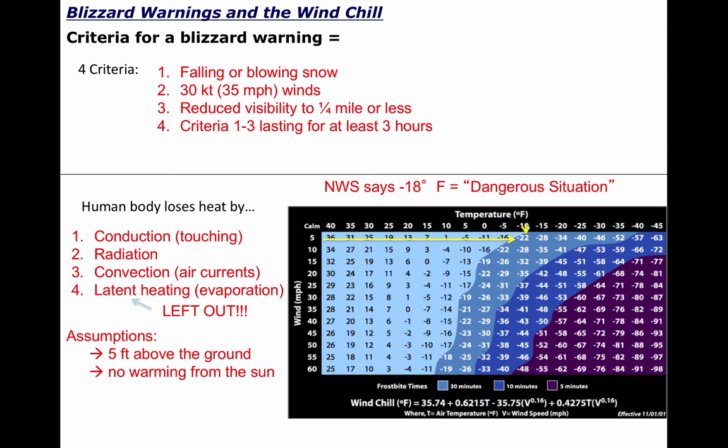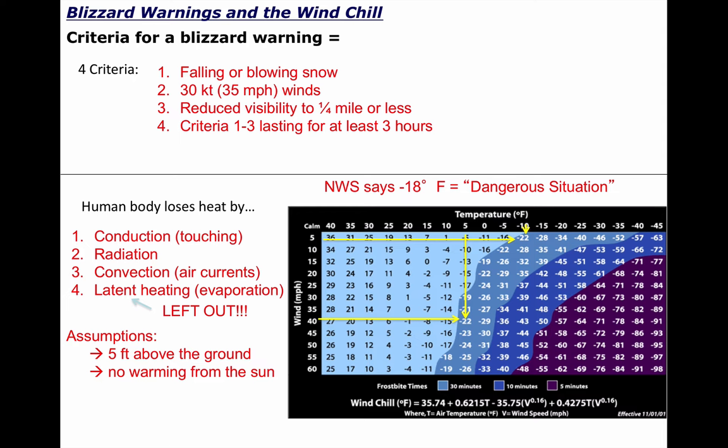It'll cool at the same rate if it's minus 10 with a 5 mile an hour wind. Now, look at this. If the temperature was 5 and the wind speed was 40, the wind chill is still minus 22. So if it's warmer at 5 degrees Fahrenheit and there's a 40 mile an hour wind, your skin still cools at that same rate, the equivalent of minus 22 degrees Fahrenheit with no wind.